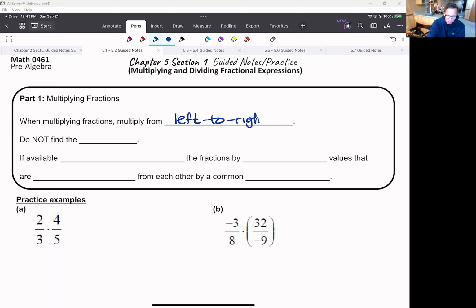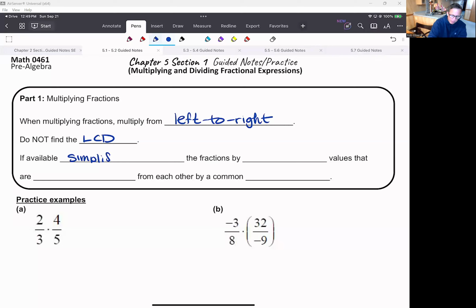You don't have to. Well, we'll get to that. Do not find a least common denominator. We do that when we add fractions or subtract them. We need to find a least common denominator, but you do not need to do any of that when you're multiplying. You can just leave all the fractions kind of the way they are. You can do a little simplifying perhaps before you start multiplying, but nothing fancy like an LCD. All right. So if available or if needed or if necessary, simplify.